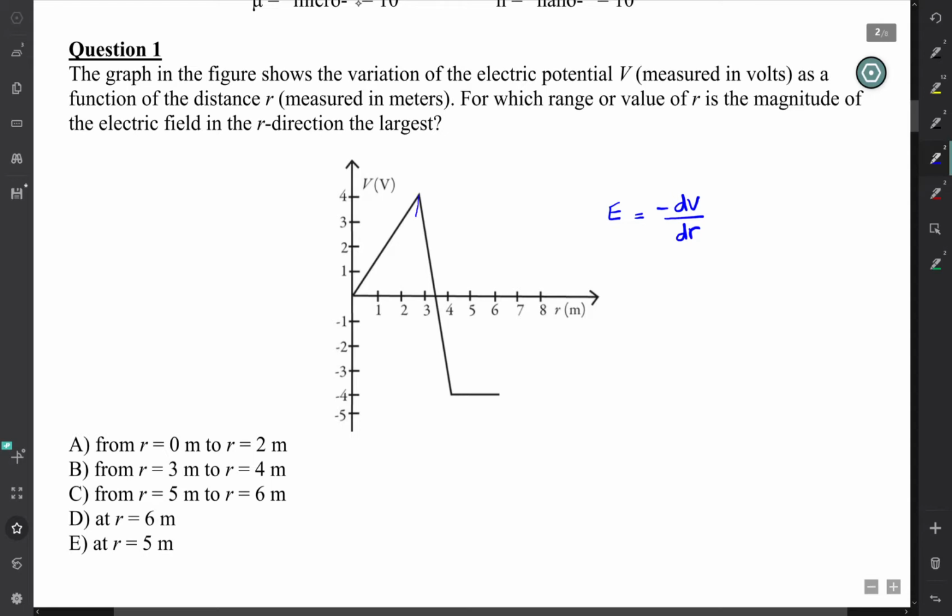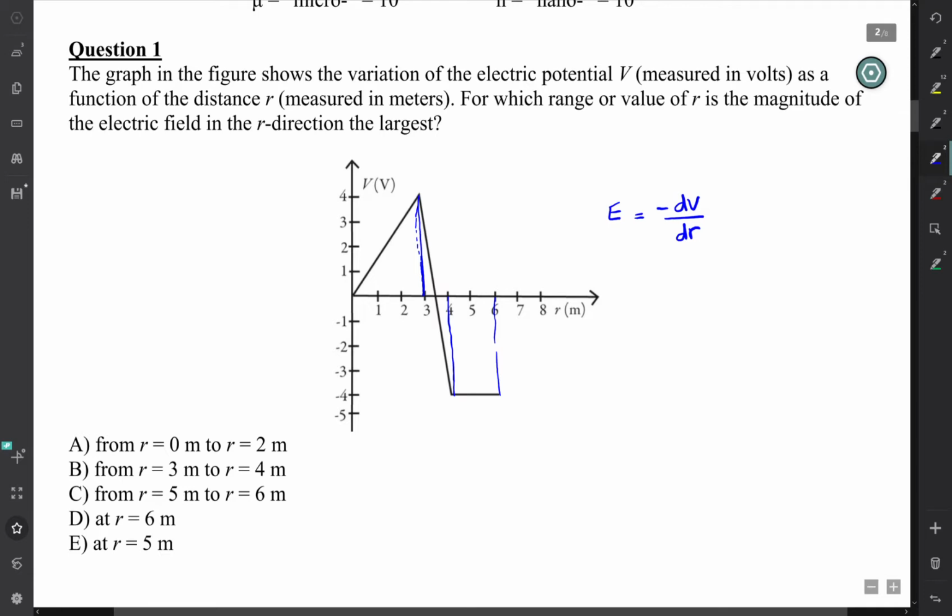So now I have basically three ranges in here. I can go from 0 to almost 3, then from 3 to 4, then from 4 to almost 6 or 7. So I can break my V-R graph into three parts, and I can look at the electric field for each part.